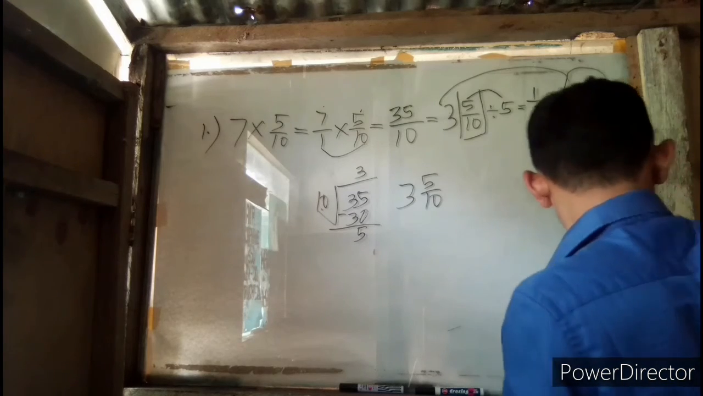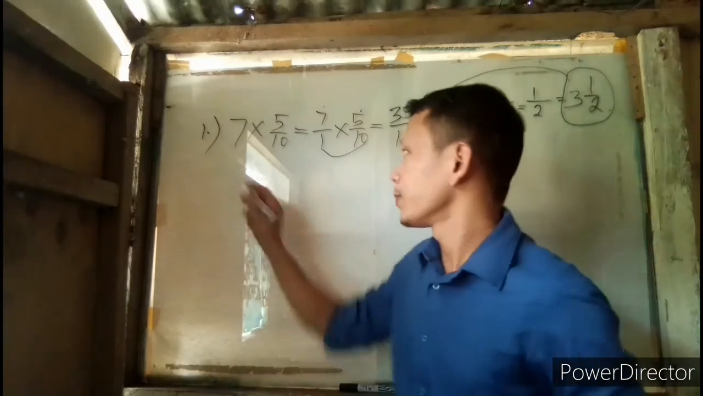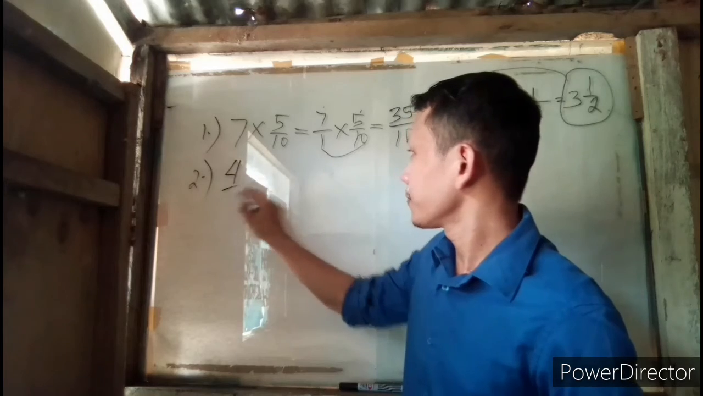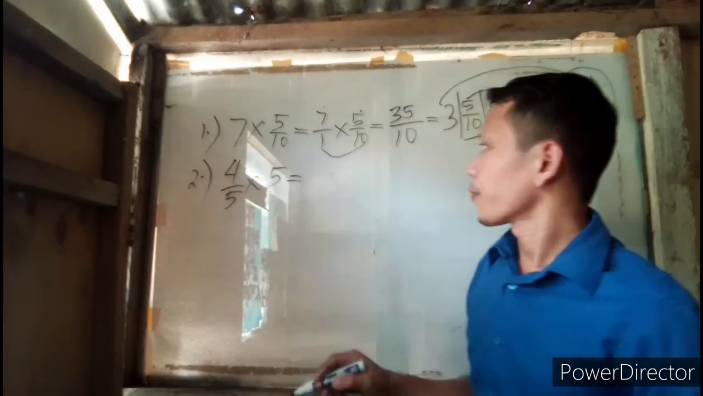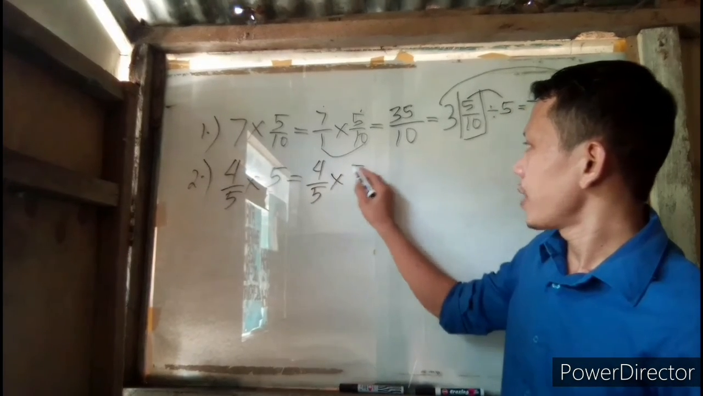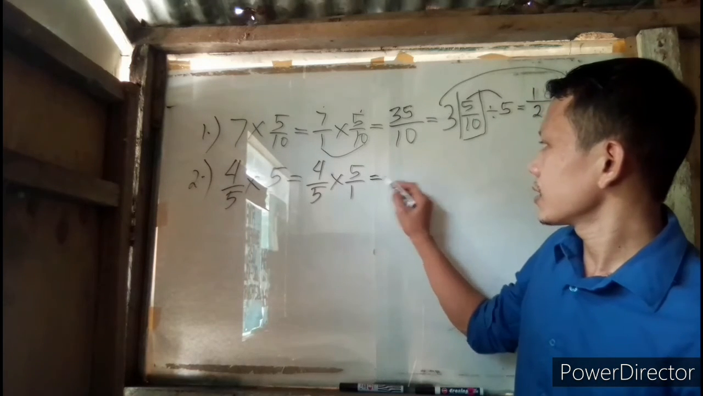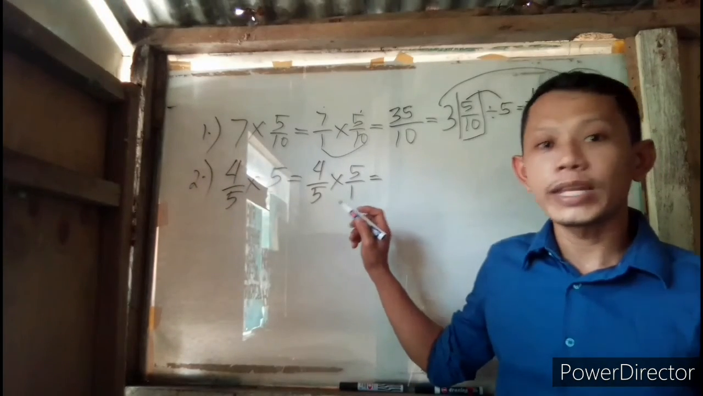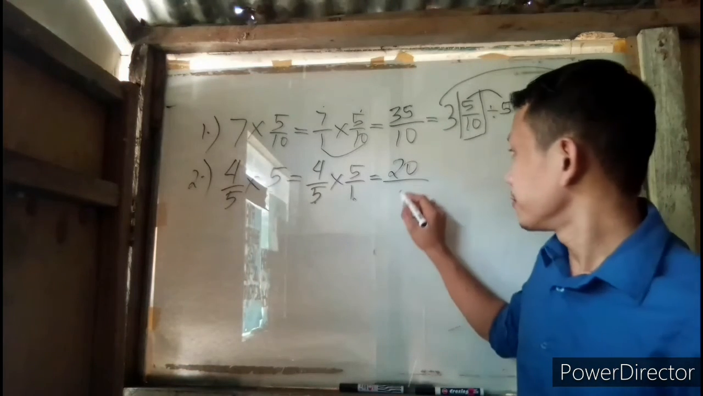Next, number 2. 4/5 multiplied by 5. 4/5 multiplied by 5 over 1. Okay, so 5 times 4 is equal to 20, over 5 times 1, 5.